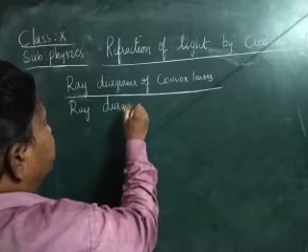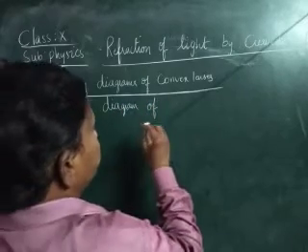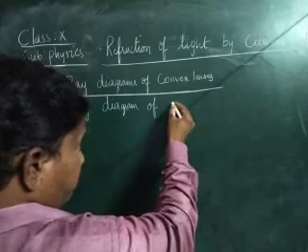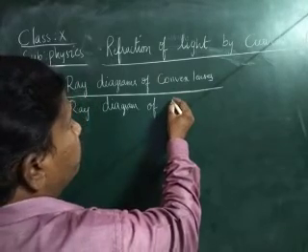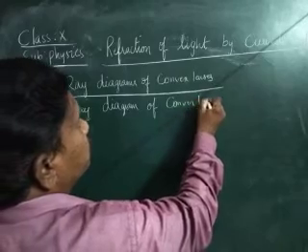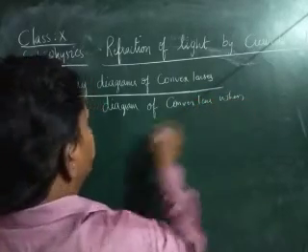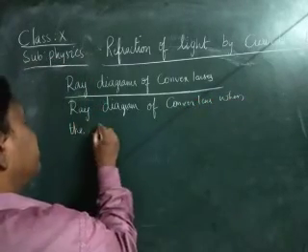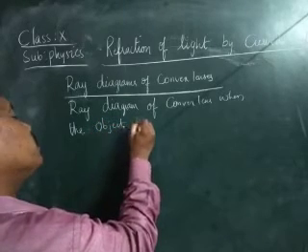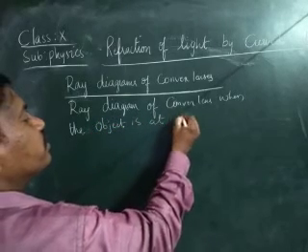Ray diagram of convex lens when the object is at infinity. When the object is at infinity.